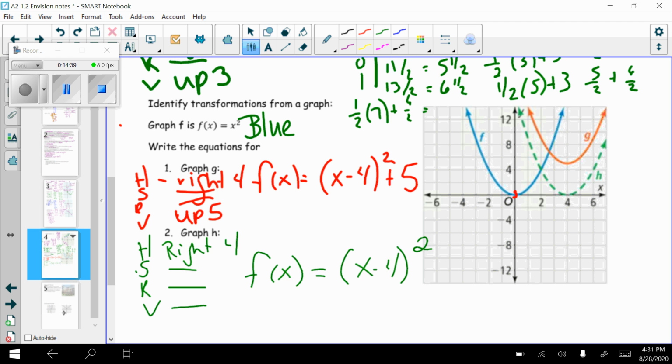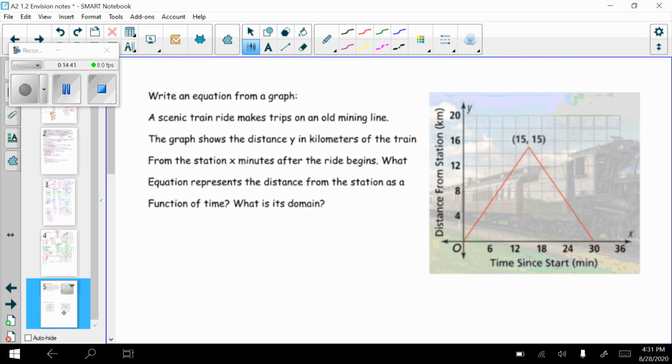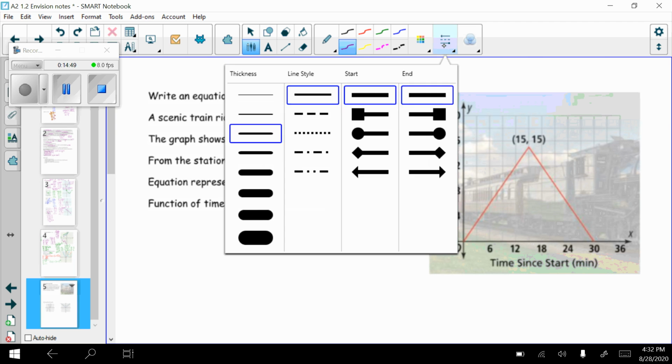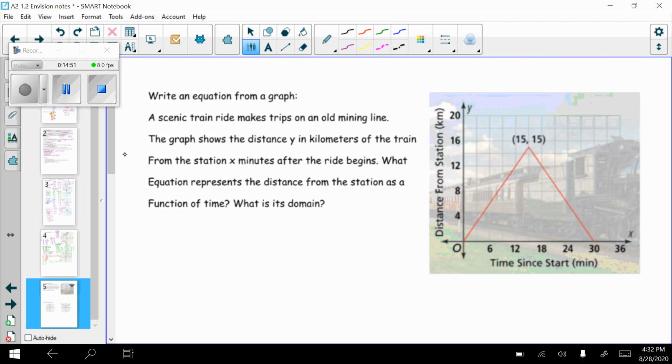So now the last page of notes. We start out with everyone's favorite word problem. We're going to write an equation from the graph. It tells us a scenic train ride makes trips on an old mining line. The graph shows the distance y in kilometers of the train from the station x minutes after the ride begins. What equation represents the distance from the station as a function of time?